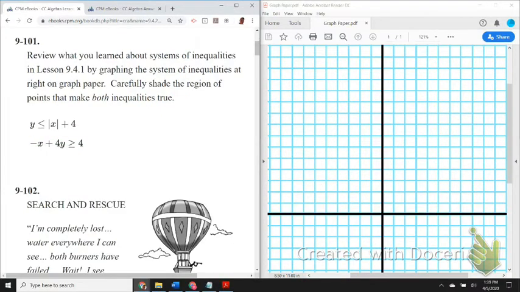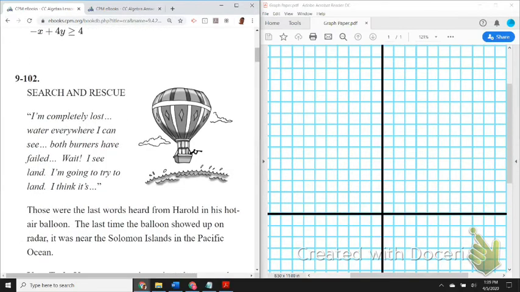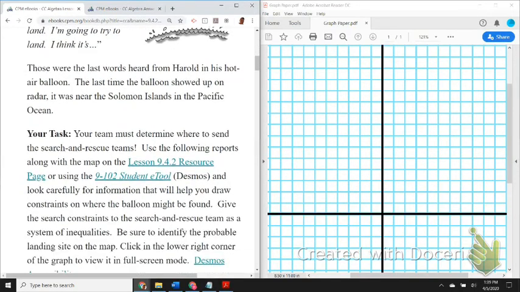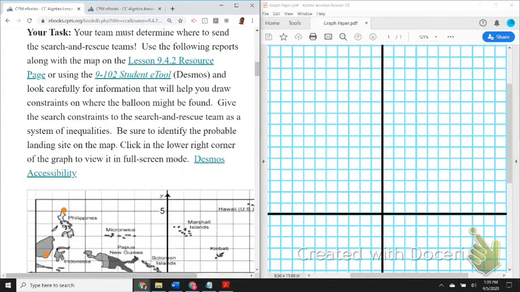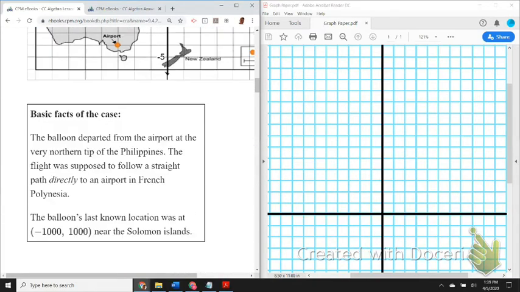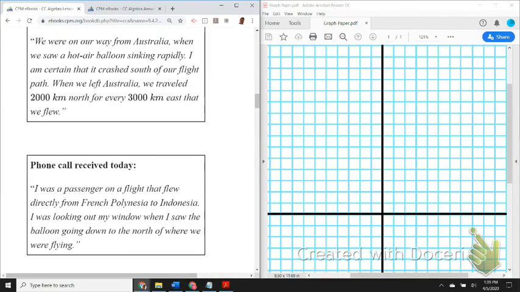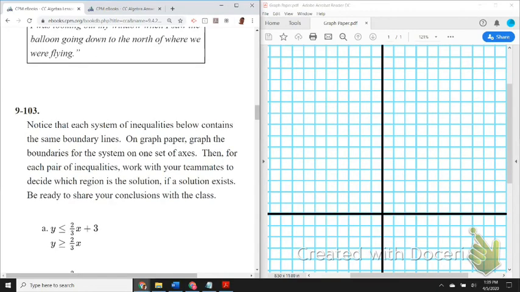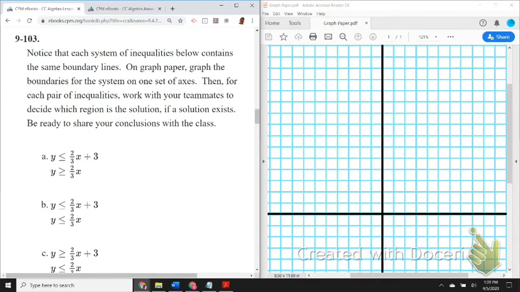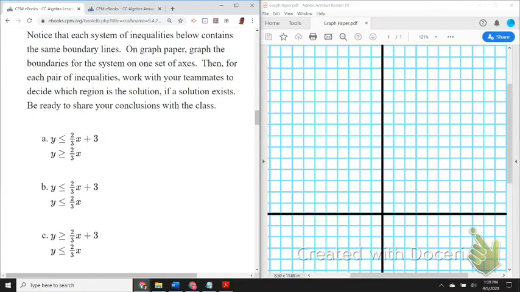The next problem is 9-102. You can skip this problem. It's a great problem to do if you feel like extending your learning. It's a brief little activity, but we're going to skip that and jump straight into 9-103. 9-103 has 3 more systems of inequalities for you to graph. I want you to do A right now, and when you're done, come back and see what we come up with.